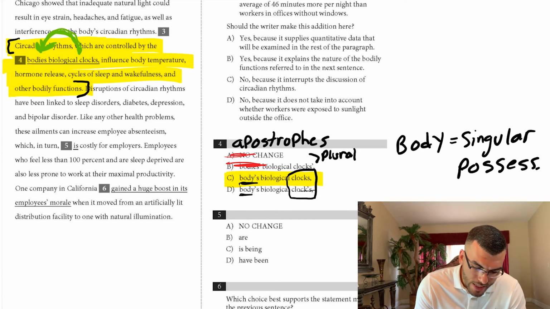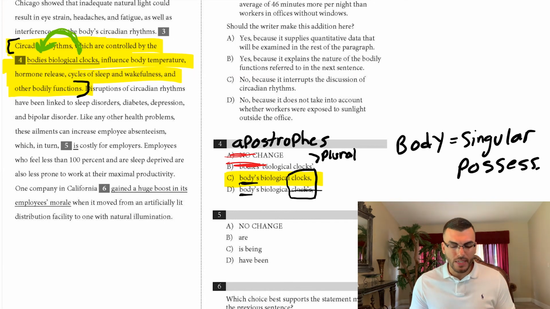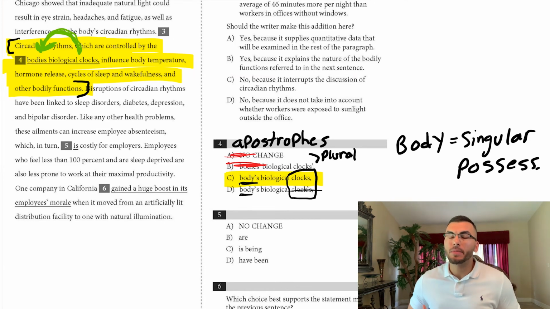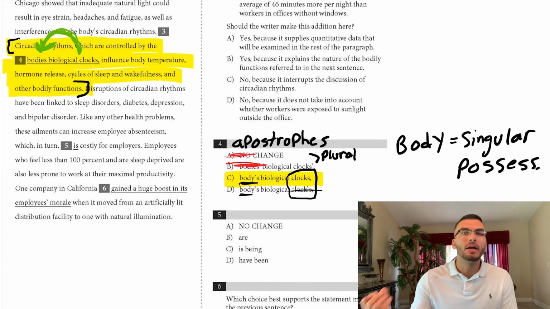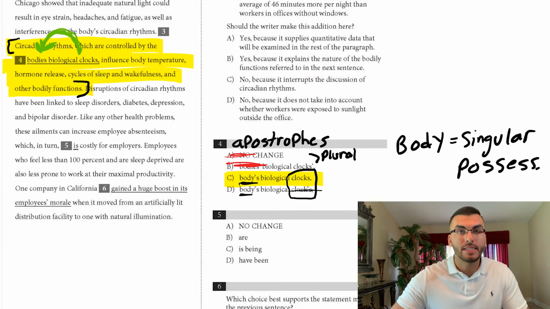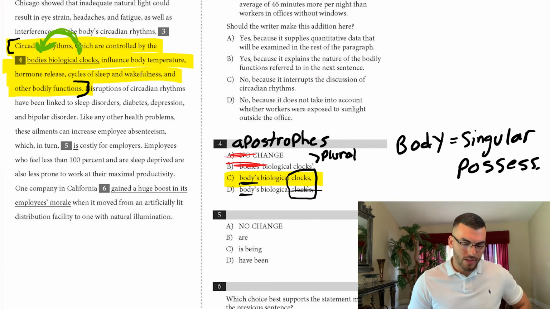Clocks does not need an apostrophe in choice D. Nothing belongs to the clocks. And since nothing belongs to the clocks, it doesn't show any possession, therefore it does not need an apostrophe. An apostrophe is only for words where something belongs to it. So in this case, the biological clocks belong to the singular body. So apostrophe S, body's biological clocks.